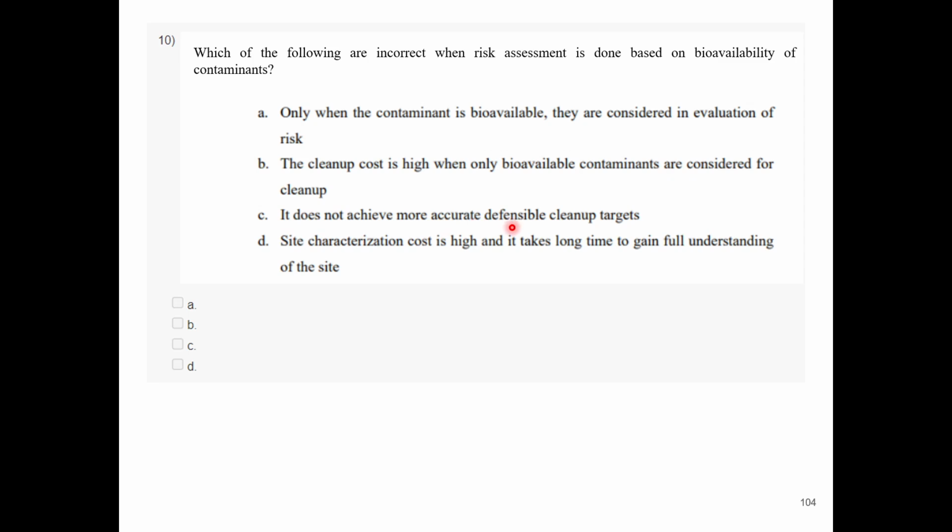C, it does not achieve more accurate defensible cleanup targets. So that is wrong. It achieves more accurate defensible cleanup targets because it is specific. So C is also an incorrect statement. B and C are the incorrect statements. And D, site characterization cost is high and it takes long time to gain full understanding of the site. So that is true. So A and D are true statements, and B and C are false, so they are the incorrect statements. As per the question, we have to find the incorrect statements, so B and C are the correct answers.